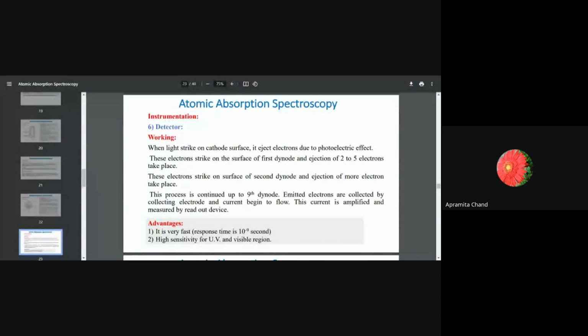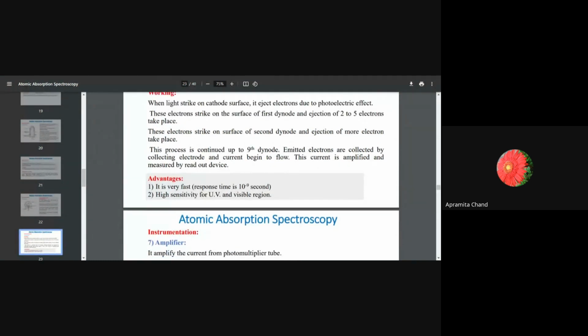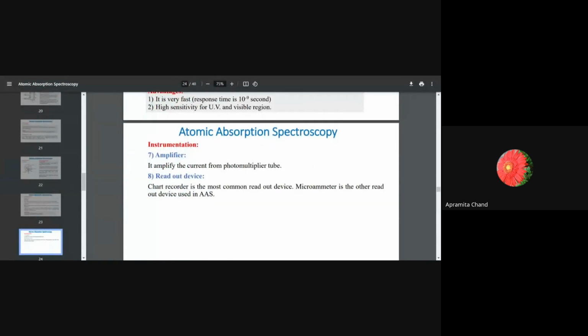If you know the basis of the photoelectric effect, you will be able to understand this. When light strikes the cathode surface, it ejects electrons due to the photoelectric effect, and these electrons strike the surface of the first dynode, and ejection of 2 to 5 electrons takes place. These electrons strike the surface of the second dynode, and then ejection of more electrons takes place. The process continues up to the ninth dynode. Emitted electrons are collected by the collecting electrode, and current begins to flow. This current is amplified and measured by the readout device. The advantages are that this is very fast and we have more sensitivity as well.